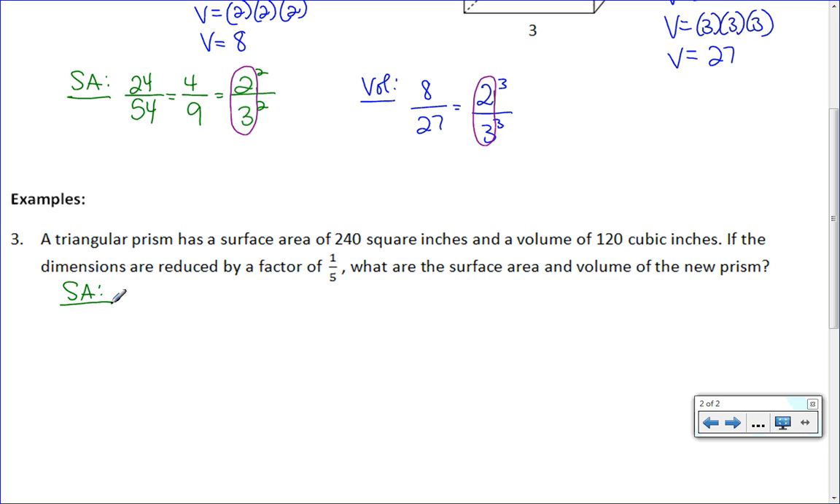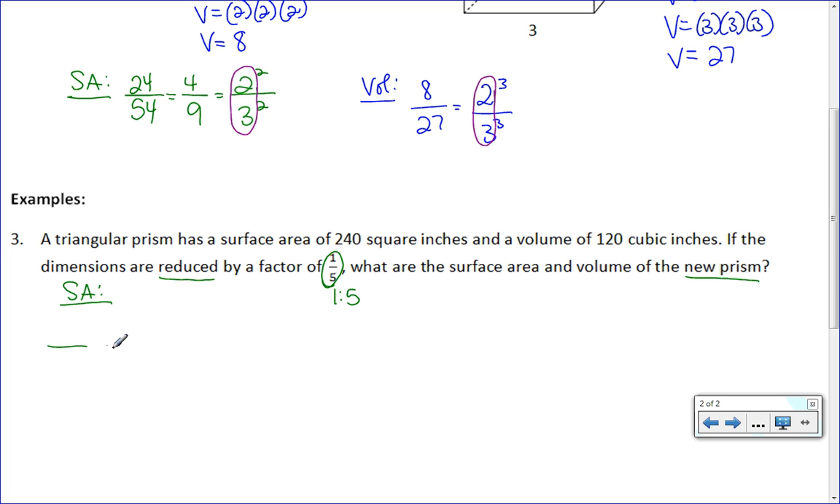Okay, so we know from the little box at the bottom of the first page that there's a relationship between the surface area of the 2 prisms, and it has something to do with the ratio of the lengths of the sides. So the first thing I want you to notice is that the dimensions are being reduced by a factor of 1/5. That means that there's a ratio of 1 to 5 between the 2 prisms. We are looking for the new prism after the dimensions are reduced. So we need to make sure we know, are we looking for the smaller prism or the larger prism? Well, the new one is after the dimensions are reduced, so we want to find the smaller one.